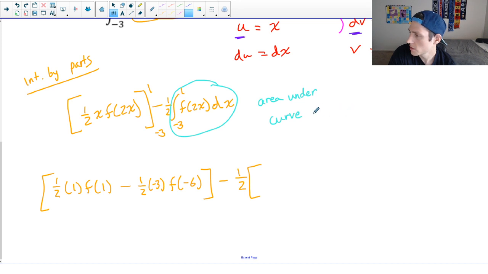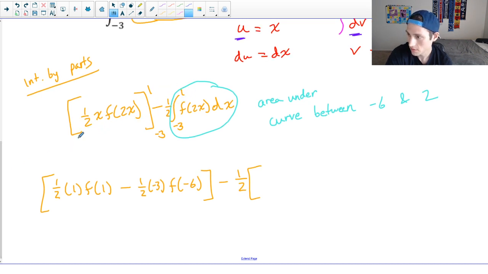This is the area under the curve between -6 and 2. Now, why -6 and 2? Why not -3 and +1? Because look what's happening inside of f. If I plug in -3, I'll get -6. If I plug in 1, I'll get 2. So this represents the area between -6 and +2 of f.